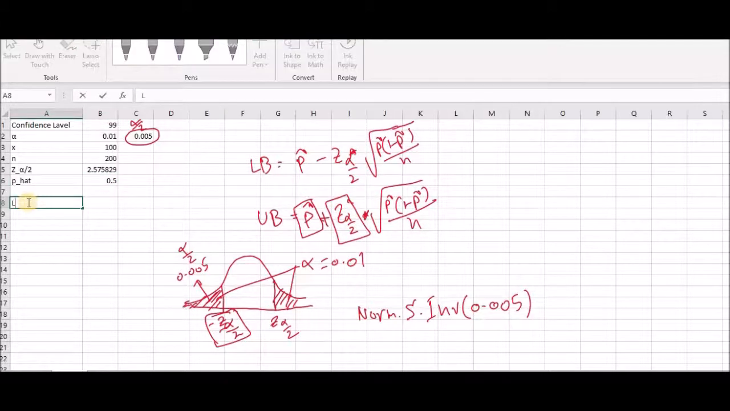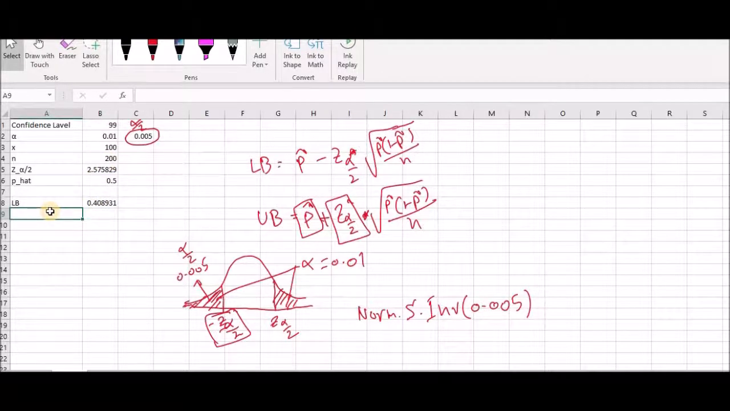Now I will compute the lower bound of the interval. The lower bound says p hat minus z sub alpha divided by 2, so I'm going to click on the cell that says p hat, then minus, and click on the cell that says z sub alpha divided by 2 times the square root, SQRT, of p hat. So I'm going to click on the cell that says p hat times, open parentheses, 1 minus p hat. I'm going to click again on the cell that has p hat, close the parentheses, divided by n, the sample size, which is 200. Close the parentheses and then click enter. So that is the lower bound.